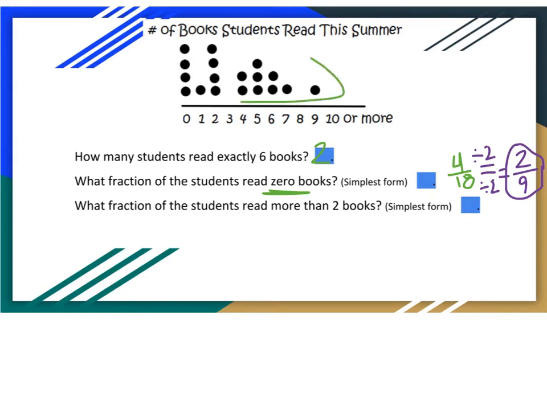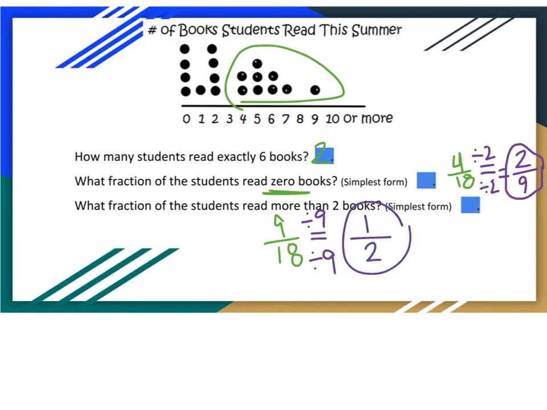So I'm really looking at all of these dots. So I see 1, 2, 3, 4, 5, 6, 7, 8, 9 dots out of, we said 18 total. Again, we need to simplify this. So 9 and 18 are both divisible by 9. And we should get 1/2 for our fraction.